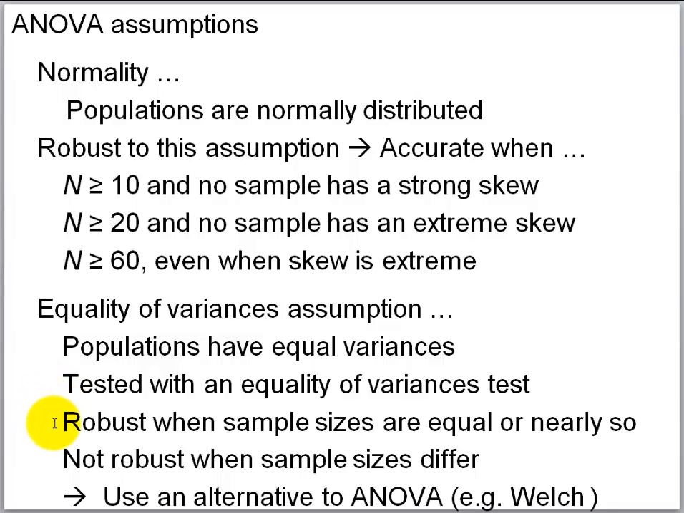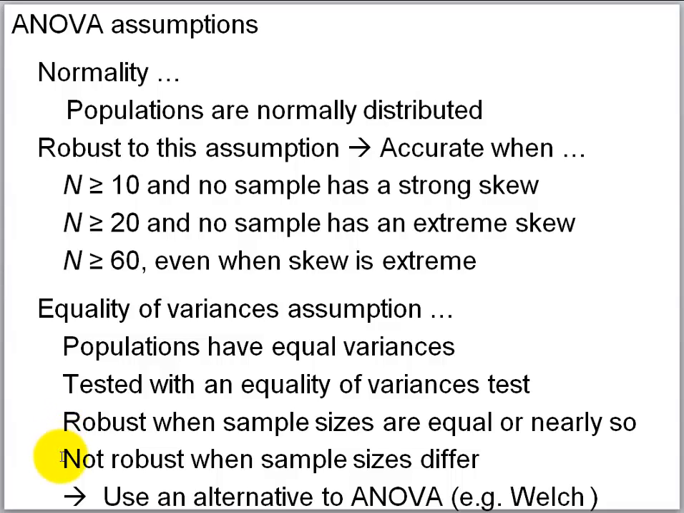Now, when sample sizes in the different groups are equal or very nearly so, ANOVA is robust to the equality of variances assumption. So basically, with equal sample sizes, you don't need to be concerned about this assumption. Or if sample sizes are very, very similar, you don't need to be concerned that unequal population variances will cause inaccuracy in your results.